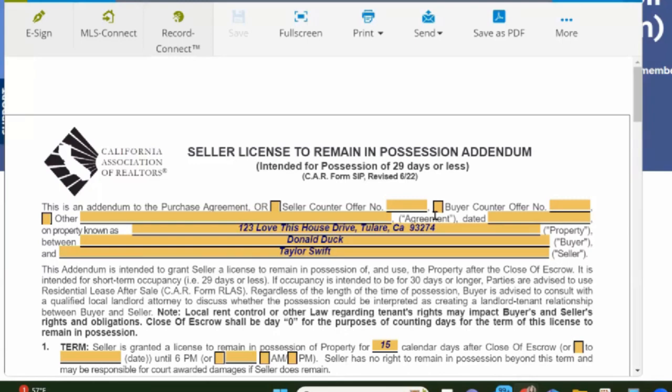So if it's an addendum to the purchase agreement, then we don't need to mark any boxes up here at the top. But if it's part of a seller counteroffer, then we would check the box and put counteroffer number 1 or whatever the case might be. Or if it's part of a buyer counteroffer.